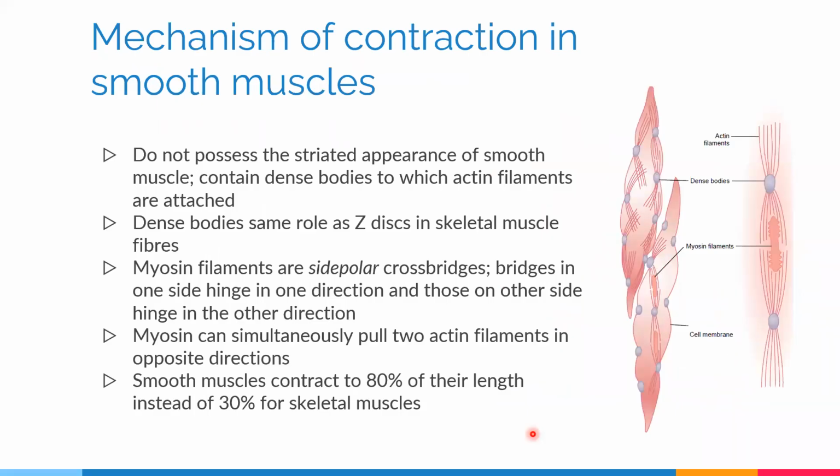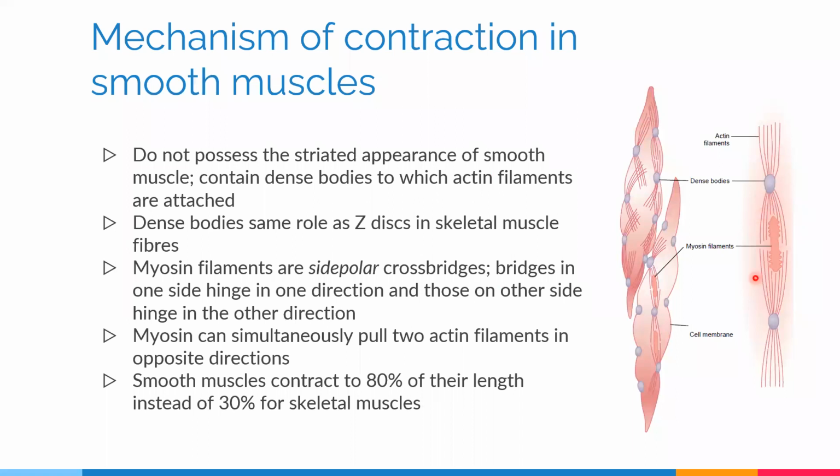Next, we move into the mechanism of contraction in smooth muscles. Smooth muscles do not have the striated appearance of the skeletal muscles. They contain instead dense bodies to which actin filaments are attached. What this means is that, as the name itself tells us, smooth muscles have a plainish looking appearance with no stripes, such as the skeletal muscle. Instead, they have these dense bodies to which the actin filaments are attached.